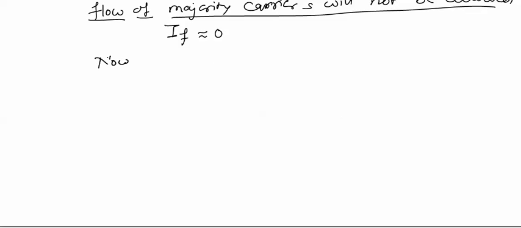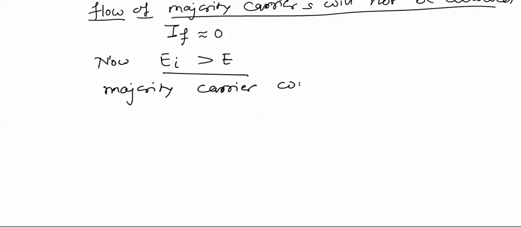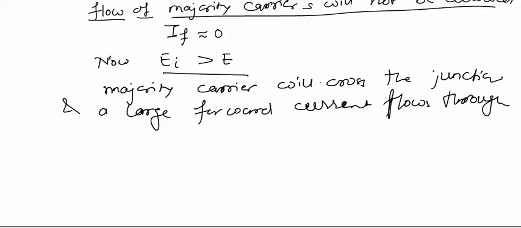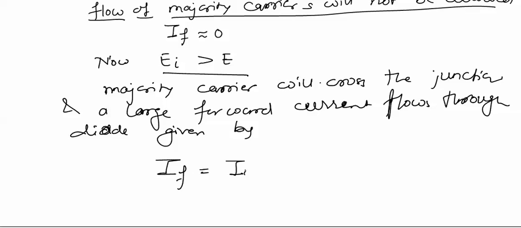Now, if the applied electric field E_I becomes greater than E, then majority carriers will cross the junction, and a large forward current flows through the diode, given by I_F equal to I_0 times e raised to the power V_d upon eta V_T.